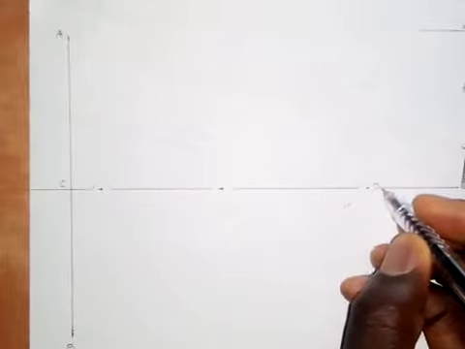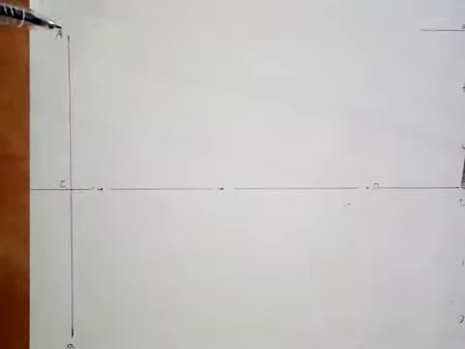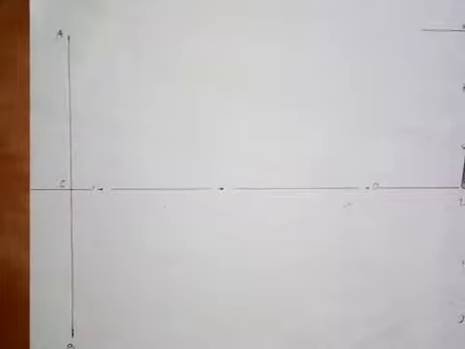So this line AB is the directrix, and line CD is known as the axis. So don't forget that I said they don't have any measurement. You don't have to worry about the measurement of that.